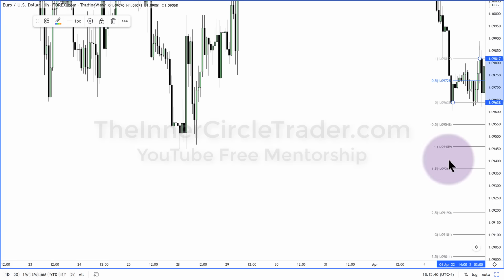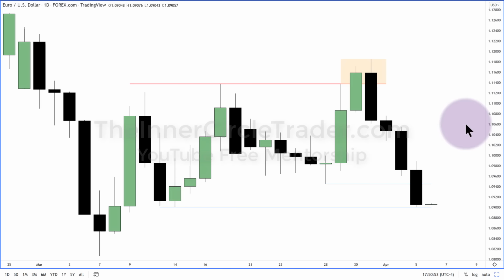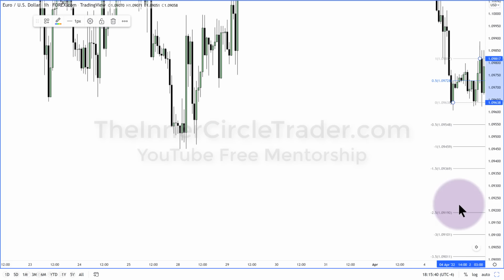Well, we have the big figure 109, right? Remember the previous chart here? Watch. Over here, that's essentially the 1.09 big figure. So do we have any levels in here on the fib that correspond to that?